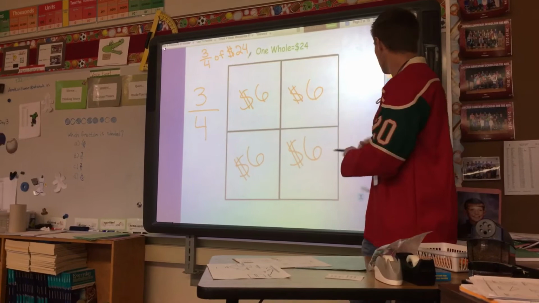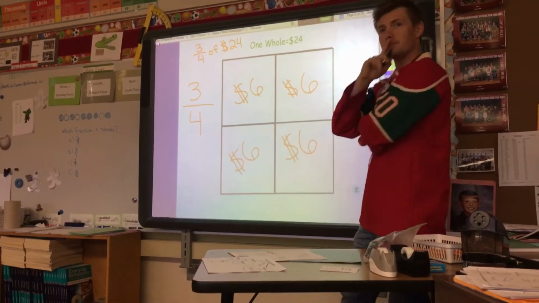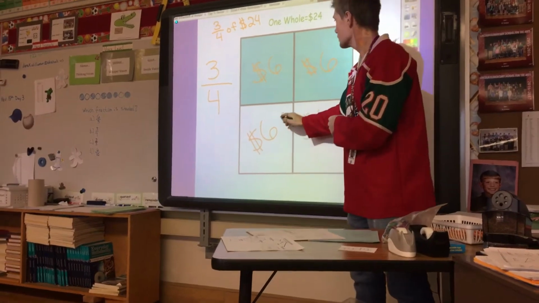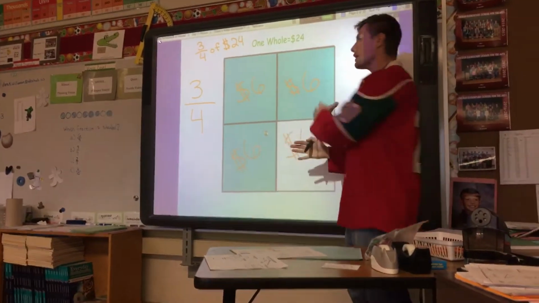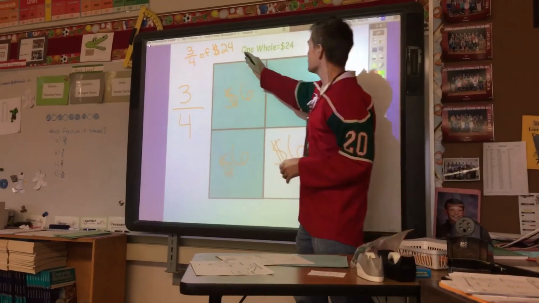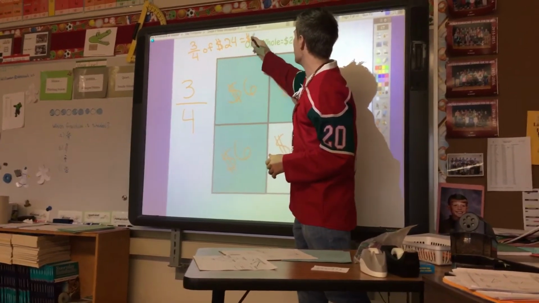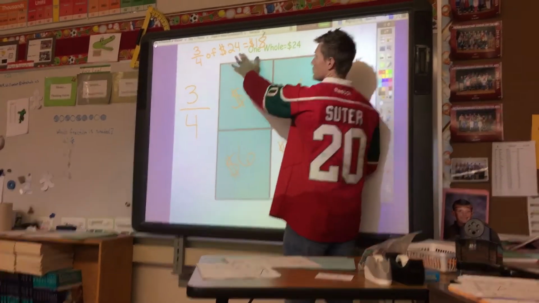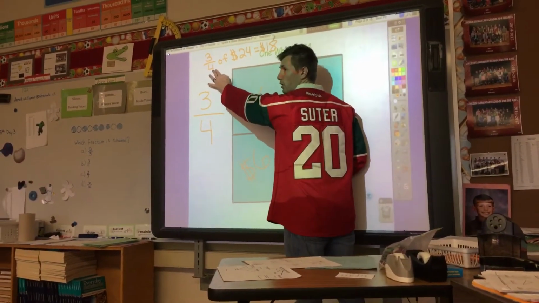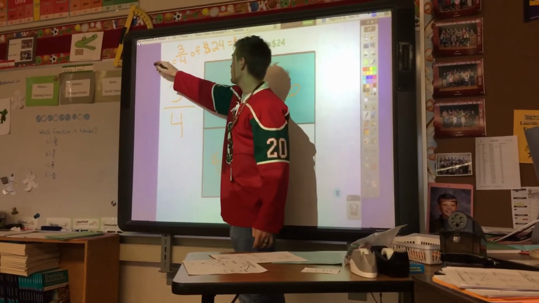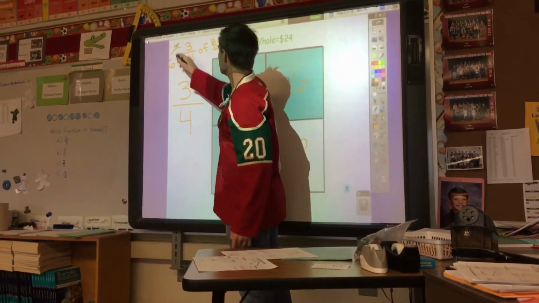Ava? 18. How did you get 18? 6 times 3. We see that each part is 6. And I only have 3 out of the 4 parts. 3 times 6 really tells me I'd have $18 left. So what we can think about is I can either say 24 divided into fourths gives me 6 per part. I have 3 parts. 6 times 3 is 18.